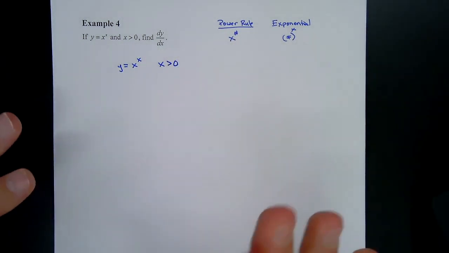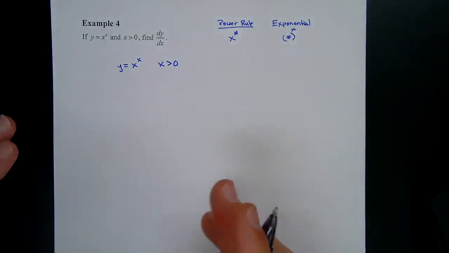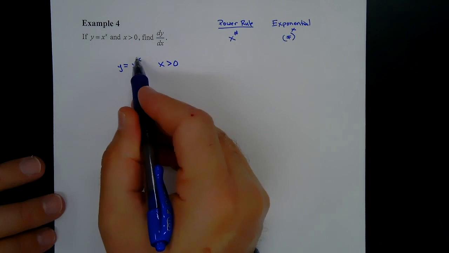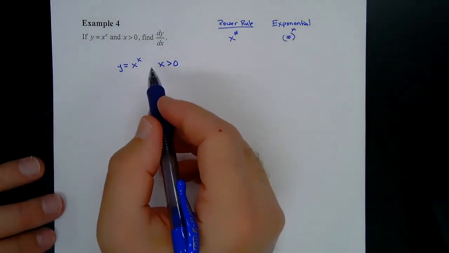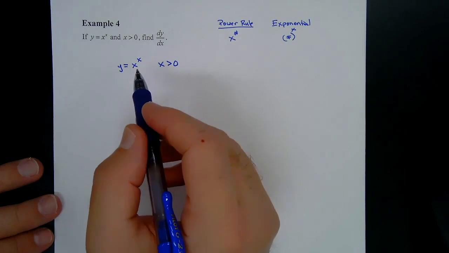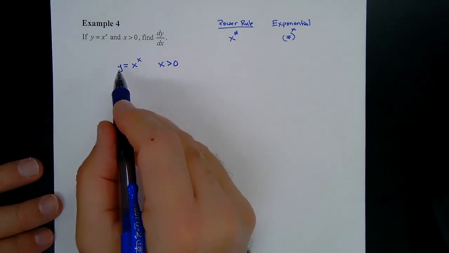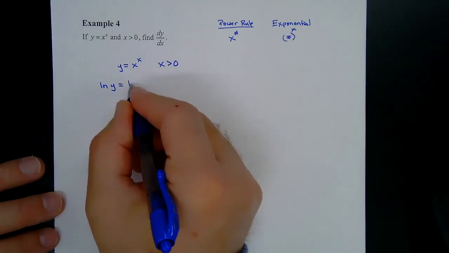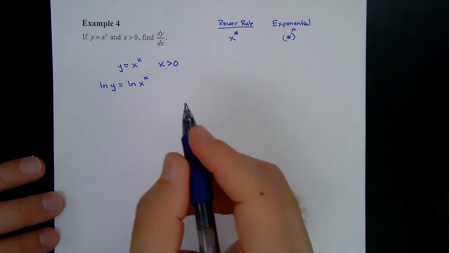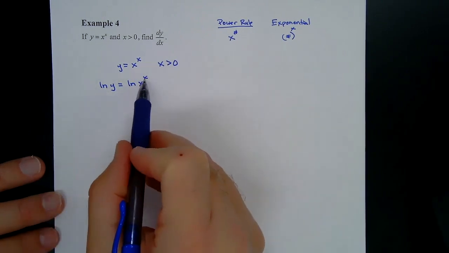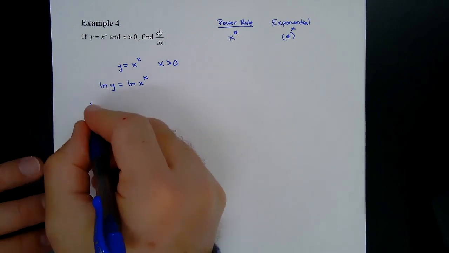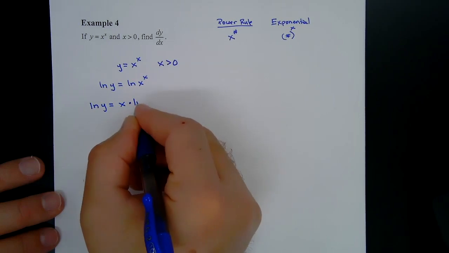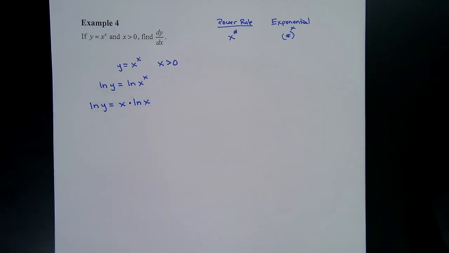All right? So now what we're going to do is, and this is called logarithmic differentiation, the problem is we got to get this exponent down out of that exponent. And the way we can do this is through logarithm properties. So what we're going to do is we're going to take the natural log of both sides. So ln of y is equal to ln of x to the x. Logarithm properties tell me that I can bring this power down in front. So this becomes the natural log of y is equal to x times the natural log of x.